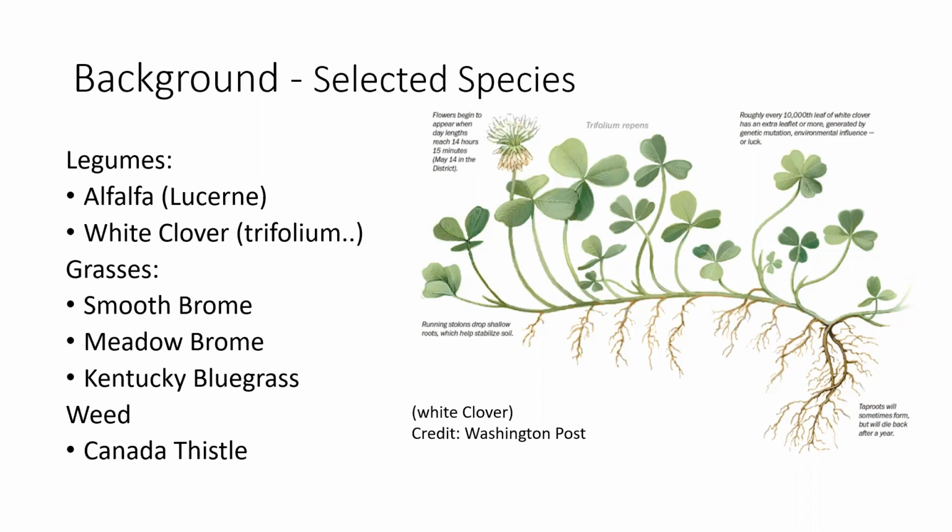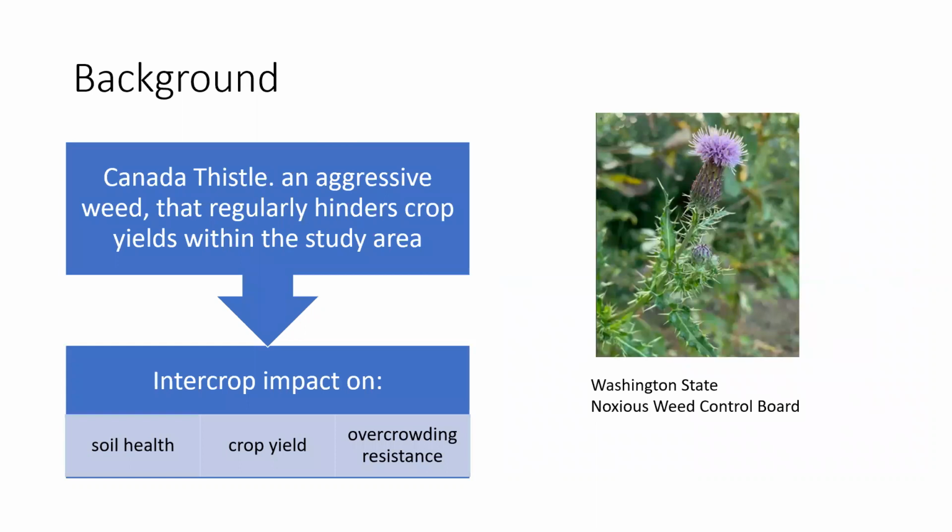Just wanted to highlight the above and below ground characteristics of a young white clover plant for reference. Canada thistle is an aggressive weed and it regularly hinders crop yields within the area. So the study wanted to study the impact on soil health, crop yields, and overcrowding resistance to the weed by the legume and grasses at different ratios.